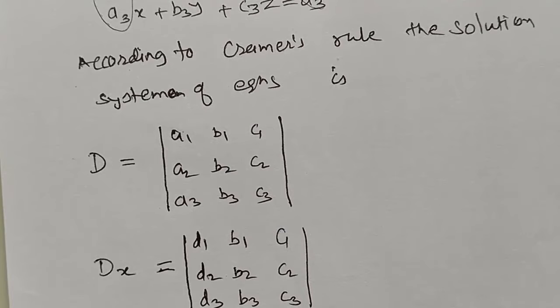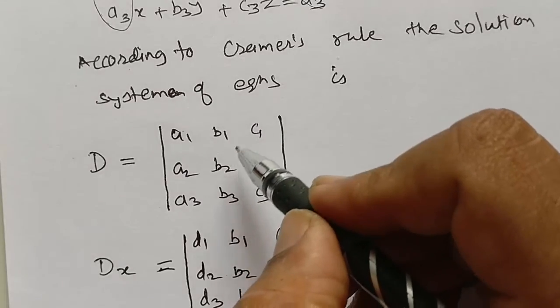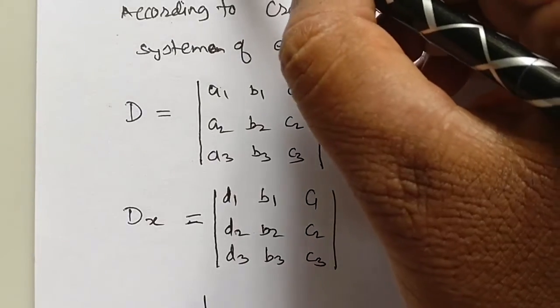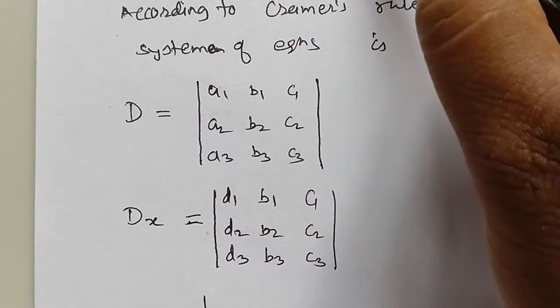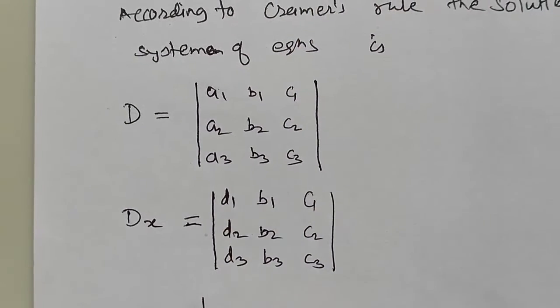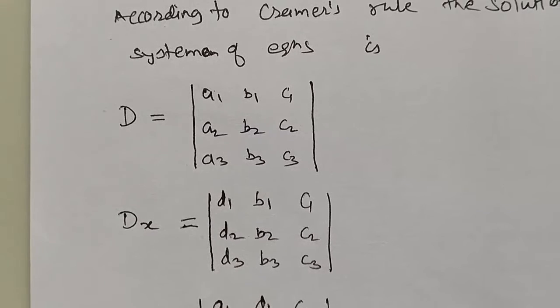Now we obtain another determinant, denoted by dy. From determinant d, by replacing the coefficient of y, that is b1, b2, b3 by d1, d2, d3. So a1, a2, a3, instead of b1, b2, b3 we write d1, d2, d3. Similarly, c1, c2, c3 is the same. This is the determinant dy.